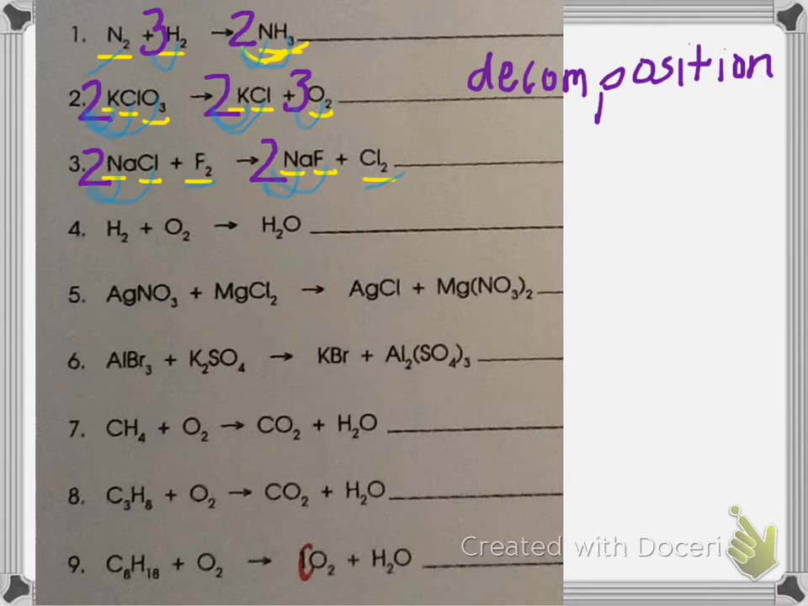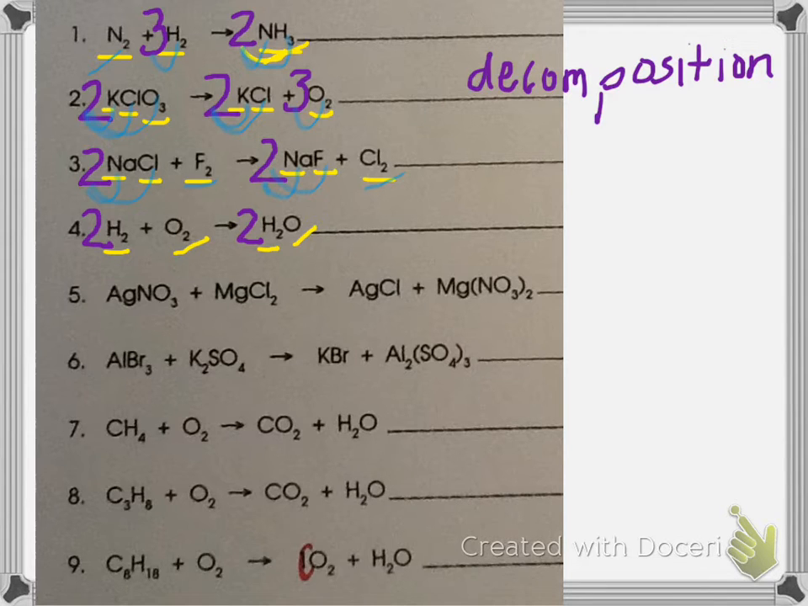Number 4. We have 2 hydrogens and 2 hydrogens, so that's fine. 2 oxygens and only 1 oxygen, so we need a coefficient of 2. Now remember, before our hydrogens were balanced, so now they aren't anymore, so I need a coefficient of 2 in front of hydrogen. I think it's balanced.